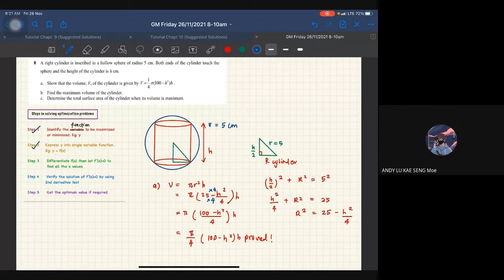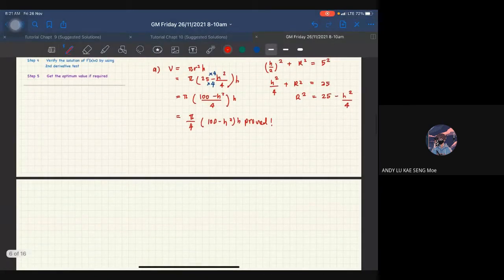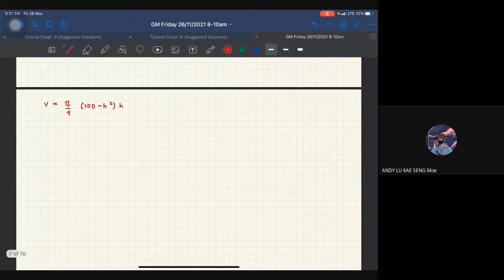Okay, so sekarang awak ada. So now you have V equal to pi over 4. So salin balik. 100 minus H square. H. Okay, so I want to find dV/dH. Okay, but before that, saya boleh expand sebenarnya. I can expand this one. So yang ni masuk dalam, this one pun masuk dalam sini. Okay, so saya akan dapat dekat situ is pi over 4 and then 100H minus H cube, like that.